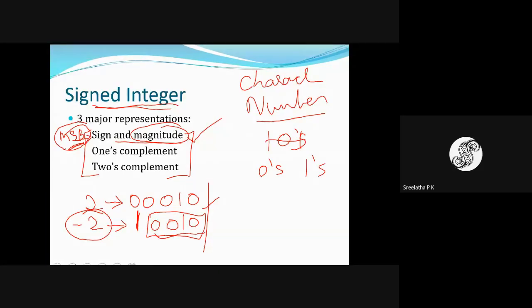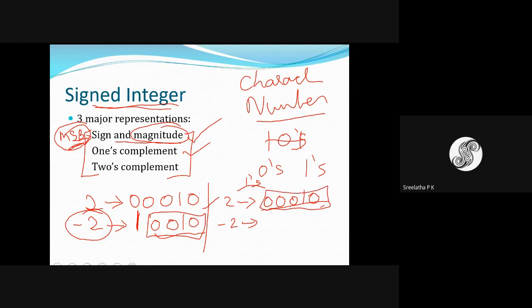Now, in one's complement, how is it represented? In this technique, suppose I want to represent 2: the positive number is stored in the same way in all three techniques. 2 is this itself. How is minus 2 represented? What is the one's complement of this particular series of bits?